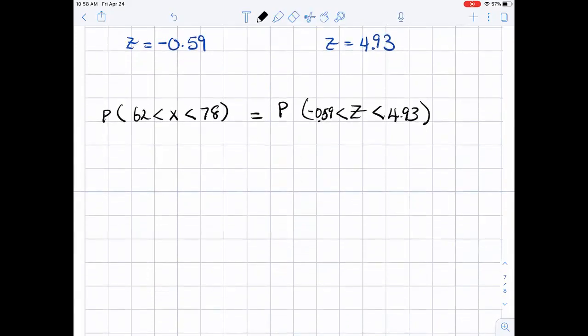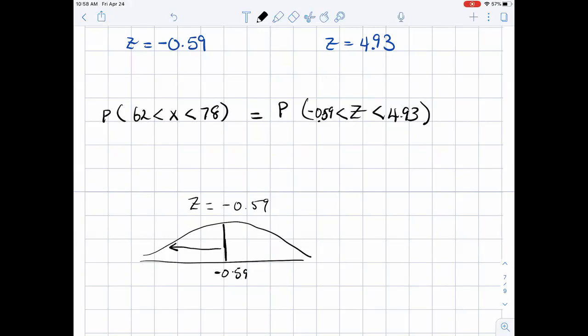Keep in mind, when you look up Z equal to negative 0.59, what you are really getting is the value from here, negative 0.59, going this way. That value would be 0.2776. Please confirm. Yeah. And when Z is less than 4.93, this is a value you don't even have to look up.